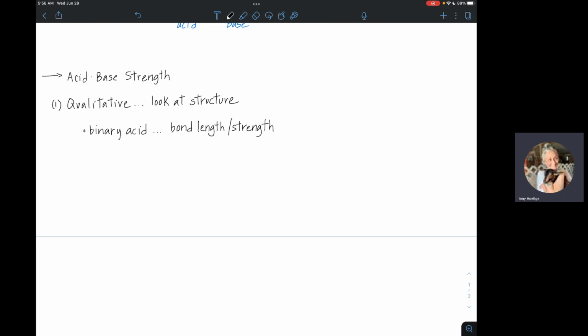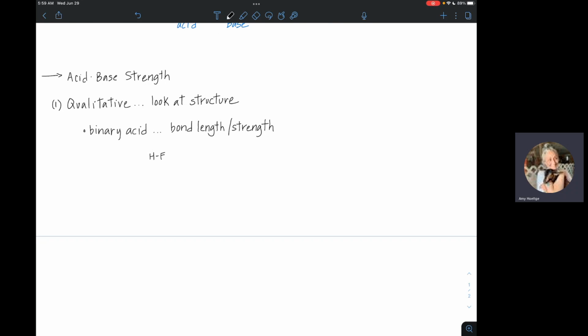So it sometimes surprises students to hear that with binary acids, we're not going to be focusing on the electronegativity of the heteroatom. We're going to be looking at the size of the heteroatom and the length of the bond between that atom and the acidic hydrogen. Let me show you an example, and I'm going to exaggerate the length of these bonds.